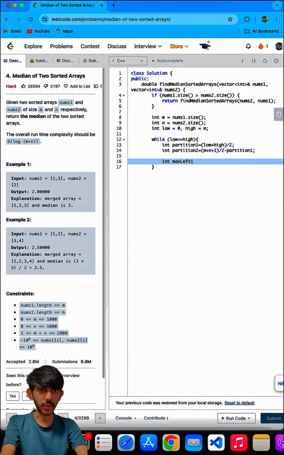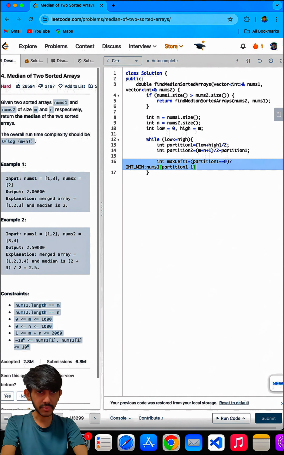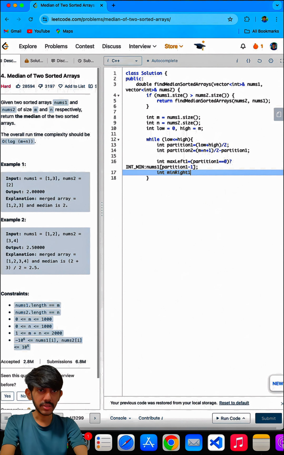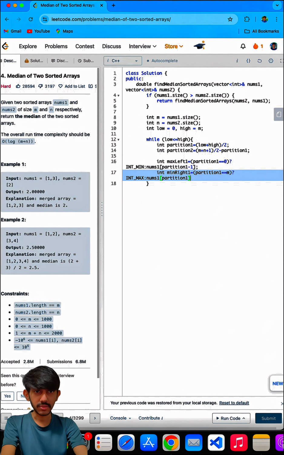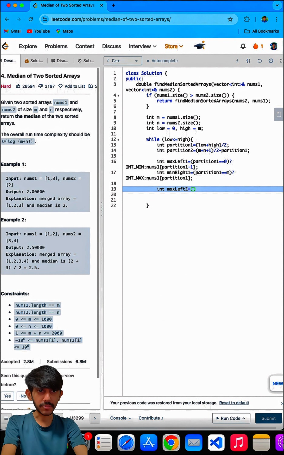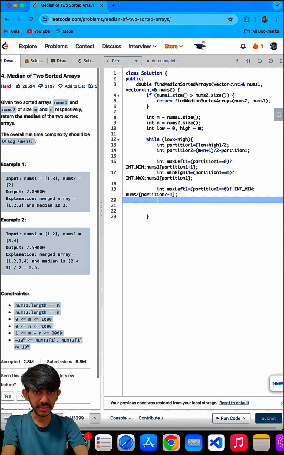Int maxLeft1 equals 0 if partition1 equals 0, otherwise nums1[partition1 minus 1], and int minRight1 equals INT_MAX if partition1 equals m, otherwise nums1[partition1]. Now int maxLeft2 equals 0 if partition2 equals 0, otherwise nums2[partition2 minus 1], and int minRight2 equals INT_MAX if partition2 equals n, otherwise nums2[partition2].